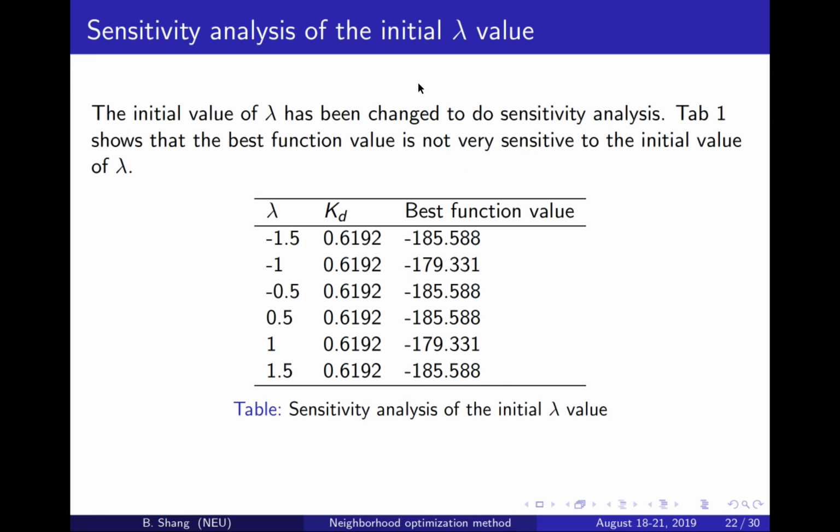The next part is the sensitivity analysis. We try to change the initial value of lambda. The lambda is the power of the fractional order. It has a range between -2 to 2. Even though we change the initial value, we can get the best fractional value almost the same.